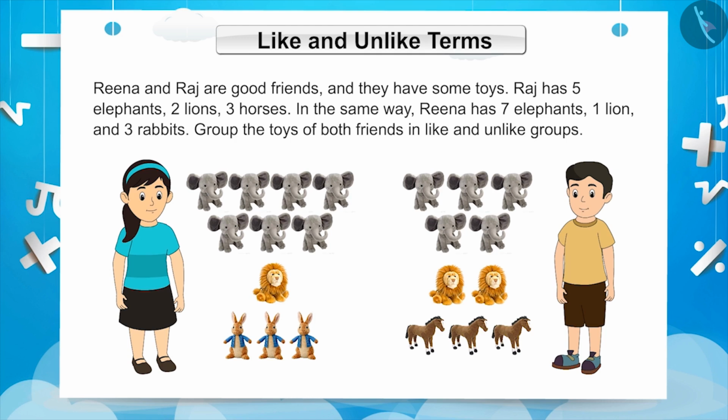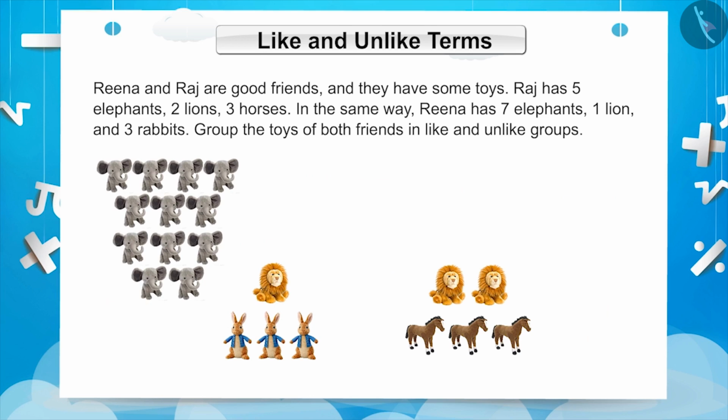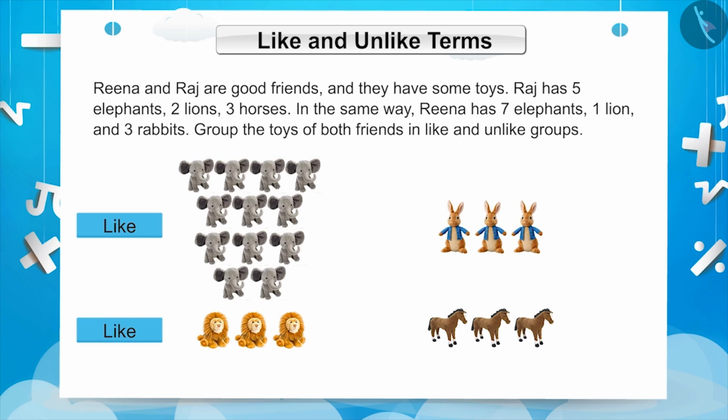To make an equal group, we will place the elephants of Reena and Raj in one place and, similarly, we will keep their lions in another place. Similarly, in order to make groups of the same kind, we have to place the rabbits and horses separately. Children, as you must have noticed, we have made groups of elephants with elephants and lions with lions because they are similar. Whereas rabbits and horses are not similar, so they have formed a separate group.